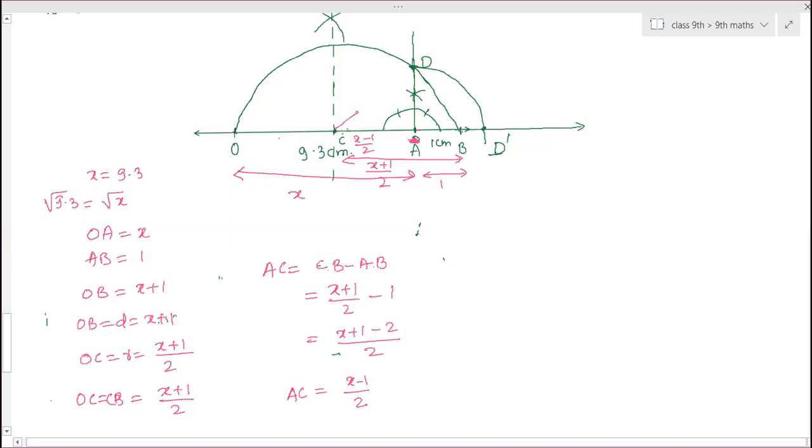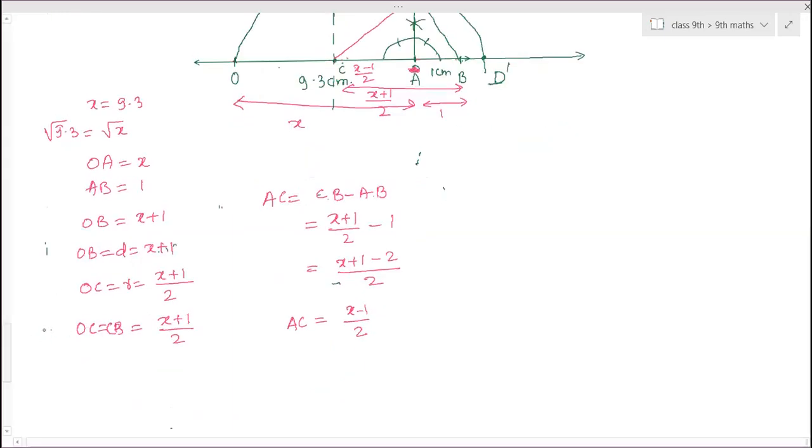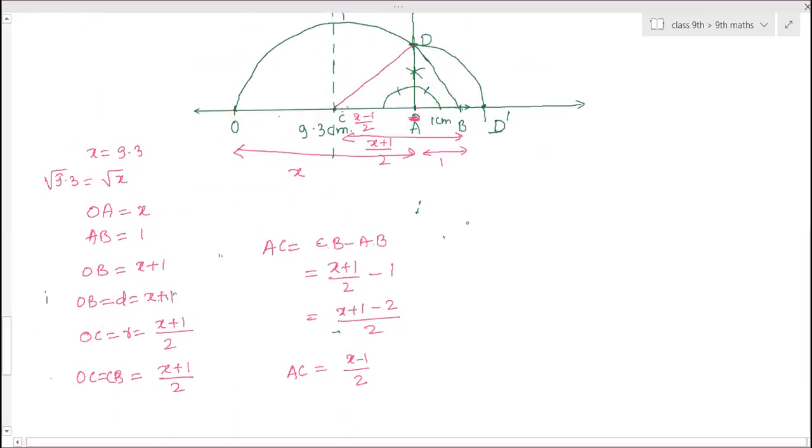Now join CD. What is the CD distance? CD is also the radius of the circle, so that is equal to x plus 1 by 2. We have got the R value. The radius is x plus 1 by 2. CD is also the radius, so it is also equal to x plus 1 by 2.